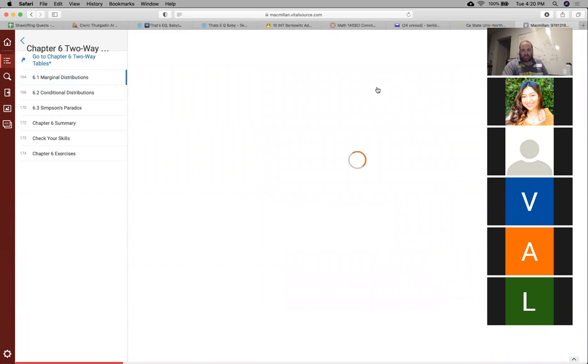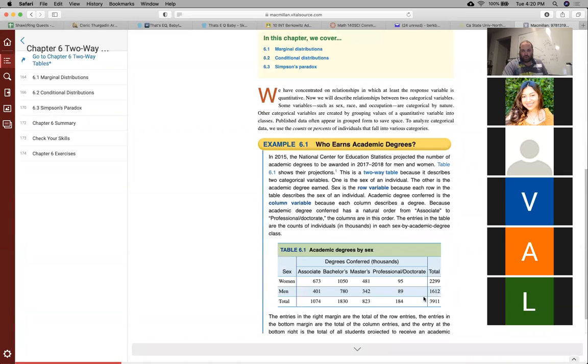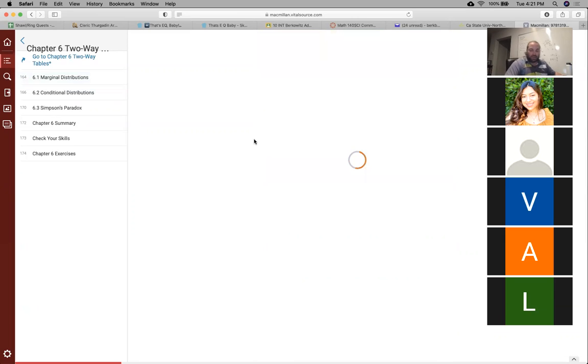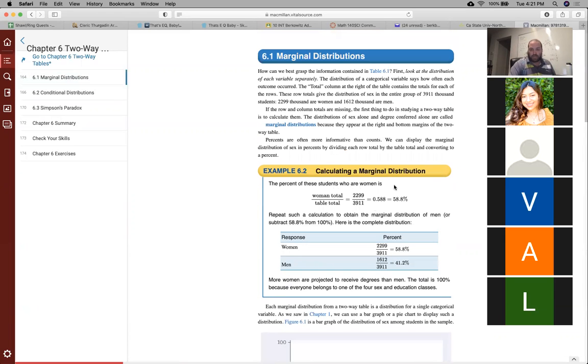Well, in that case, what I would do is go to my total, which is 3911, and calculate how many women there are. But they were so nice, they gave me how many women there are: 2299. All I do, as they did, is 2299 over the total value, 3911, and it tells me that 58.8% of them are women.